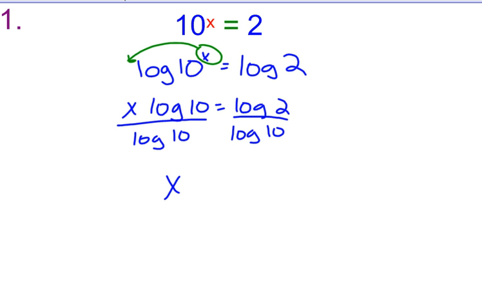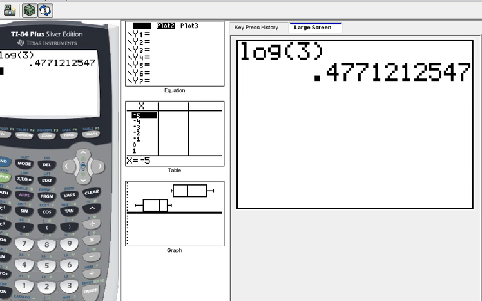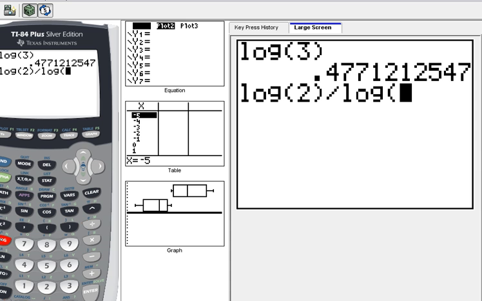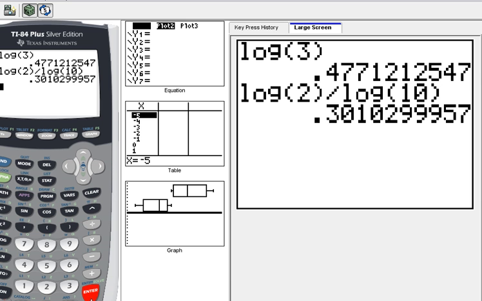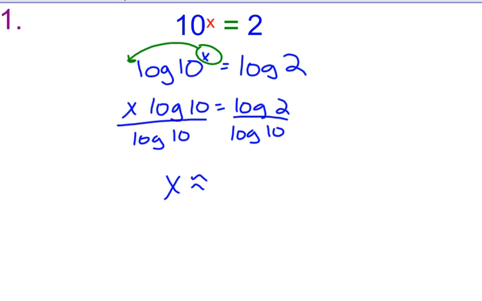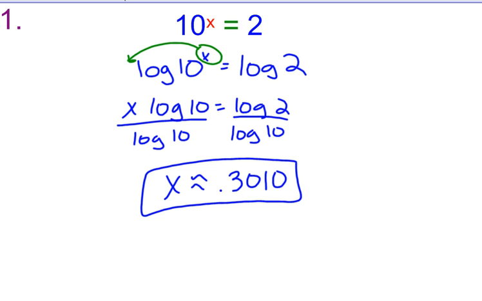And we'll get x to be approximately, and I'm going to go to my calculator, and we'll take log of 2 divided by log of 10. And I got 0.3010. And remember, we found 4 places. So I'd have approximately 0.3010. And this, I think, once you get the hang of this, is pretty simple.